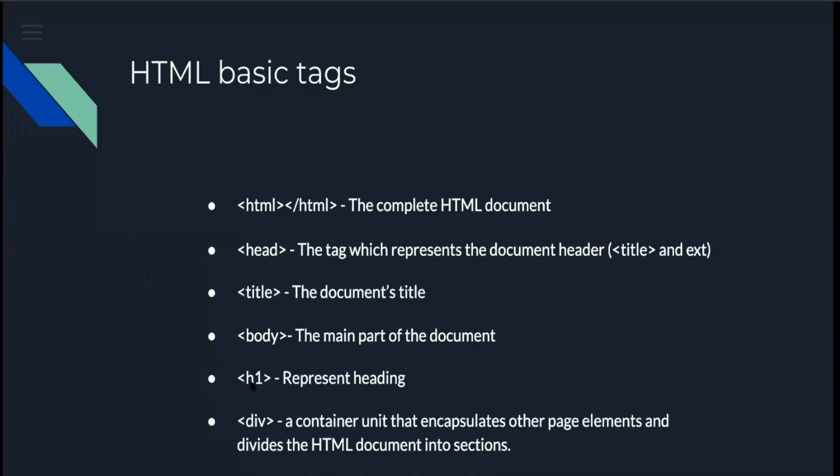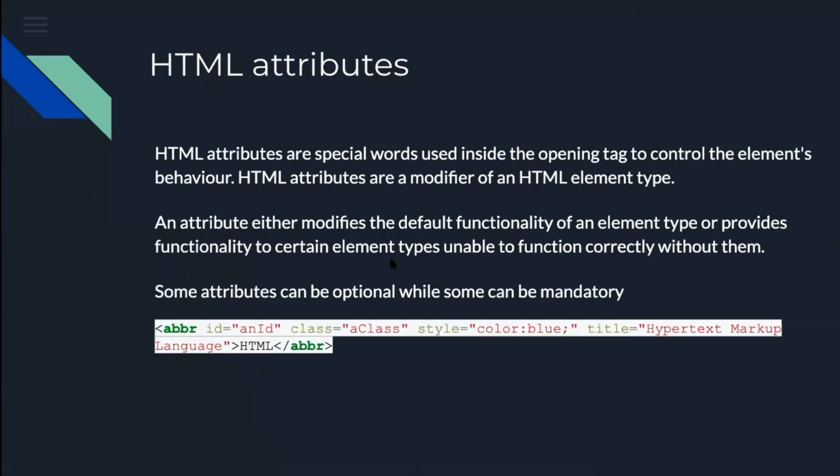Attributes are very interesting. A tag, in this case I've just made up a tag which is called ABBR. This tag, you can see that it starts with those brackets, and then we have the attributes. The name of the attribute is on the left-hand side, then we have the equals sign, and then we have the value that is assigned to this attribute.